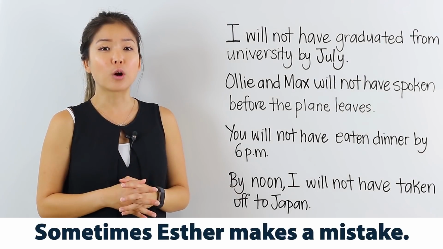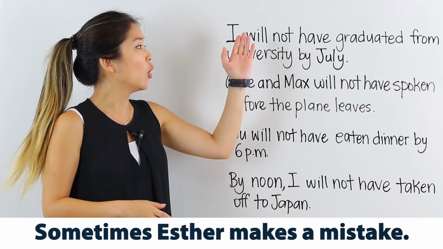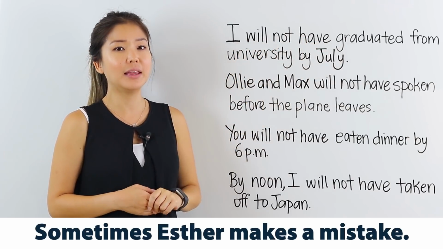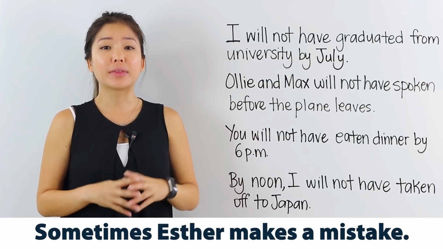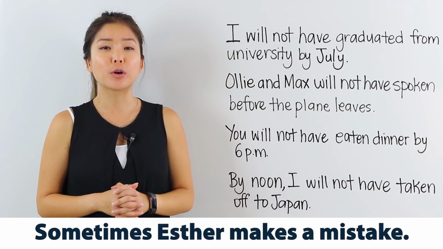In the negative form, all we have to do is say will not have, and then. Now, let's talk about the negative form of the future perfect tense.